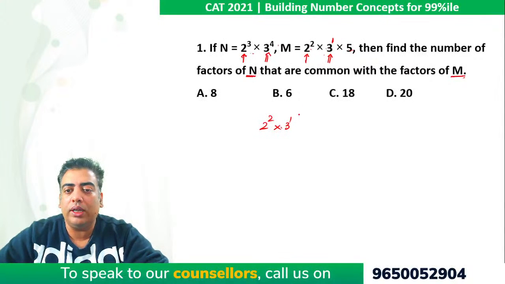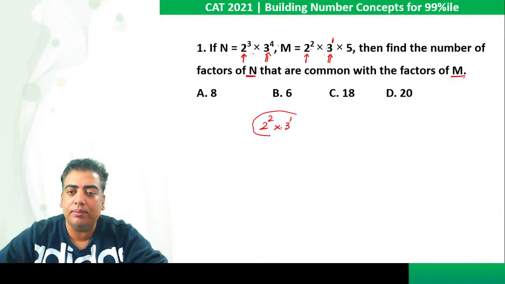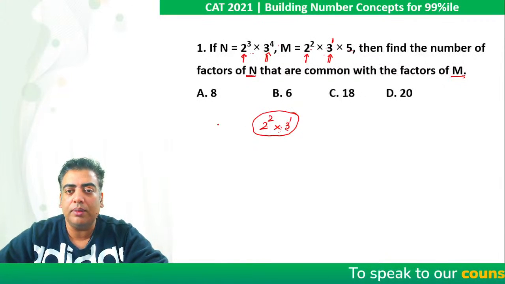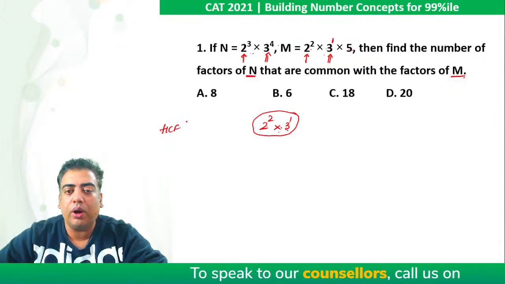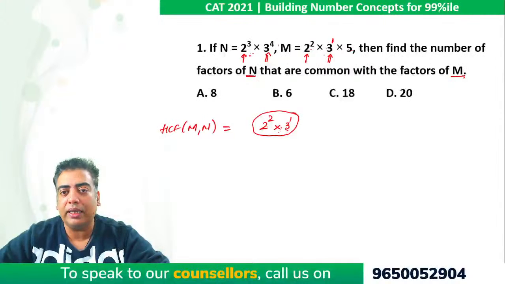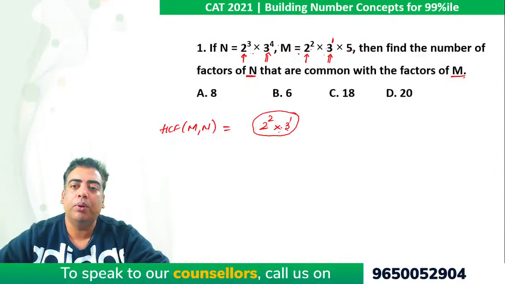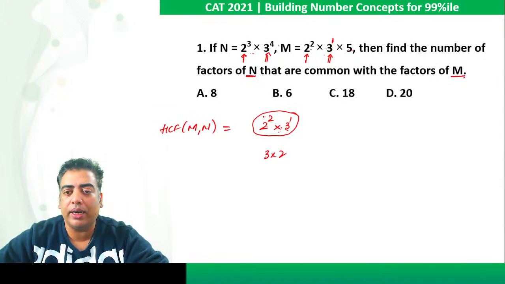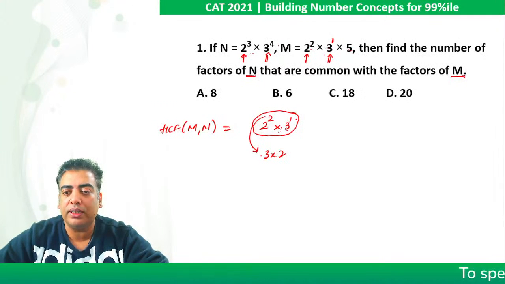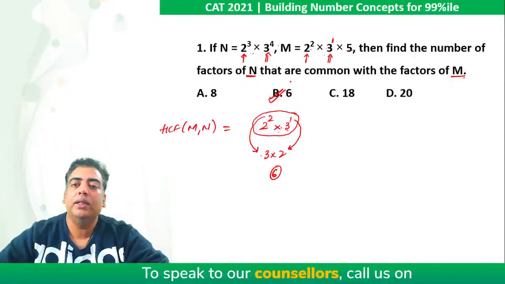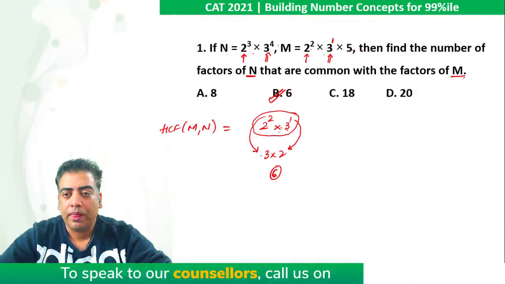So can I say only those factors will be common among them which are the factors of 2 square and 3. It is nothing but effectively the HCF of m and n. All the factors of their HCF will be common between both of them. So the number of factors comes out to be 3 into 2, because I am adding 1 to the power: 2 plus 1 is 3, 1 plus 1 is 2. So the correct answer comes out to be 6. So guys, please check it out. I hope it is clear.